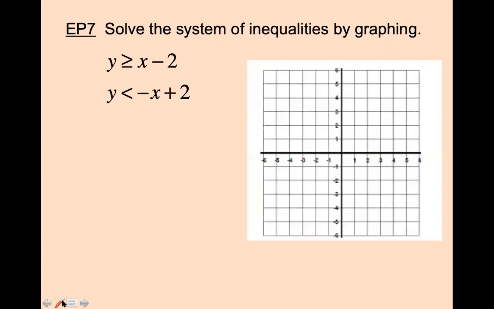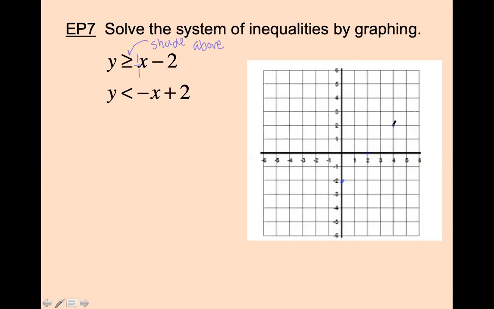All right, let's look at our next slide. This is extra practice. Number 7. So solve the system of inequalities by graphing. So this time I have to graph my two lines. In this first line, my y-intercept is -2. My slope is up 1 over 1. I'm going to have a solid line, and since it's greater than, I'm going to shade above the line. Remember, greater shade above, less than shade below. Okay, so I'm going to shade above the line.